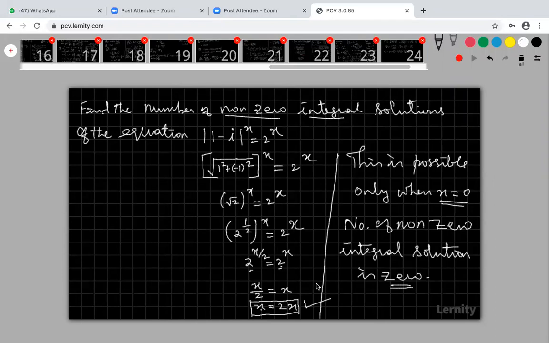x is equal to 0. Apply it on both sides: here also 0, here also 0. 0 equal to 0, it satisfies. Suppose I am applying 1 here. Here it is 1, here it is 1 into 2, that is 2. I will get 1 equal to 2, which is not true. So this equation is possible only when x is equal to 0.